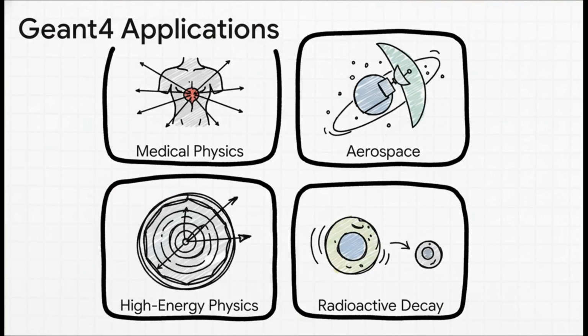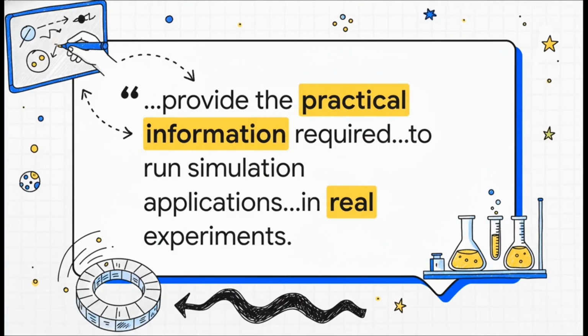In medicine, Geant4 is helping design therapies that can target brain tumors with pinpoint accuracy. In aerospace, it's helping NASA build spacecraft that can survive a trip to Mars. It's absolutely essential for designing the giant detectors at the Large Hadron Collider. And it helps us understand the fundamental nature of radioactive decay. It's everywhere. And this quote from the official user guide really says it all.